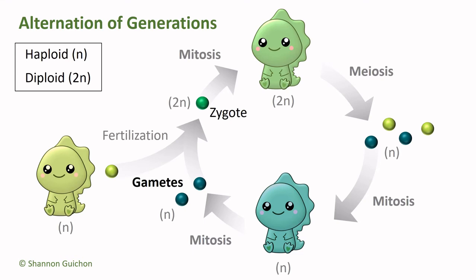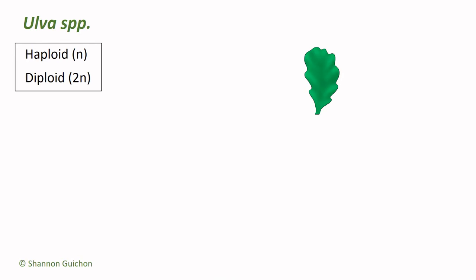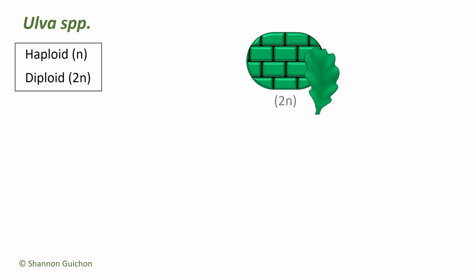It turns out that this life cycle is not actually alien at all. In fact, this is the life cycle of plants and many algae. I will demonstrate this using the life cycle of Ulva. Ulva is a green seaweed that you find in the ocean. It produces leafy structures that are multicellular and diploid. They will undergo meiosis to produce single-celled reproductive propagules that are haploid.